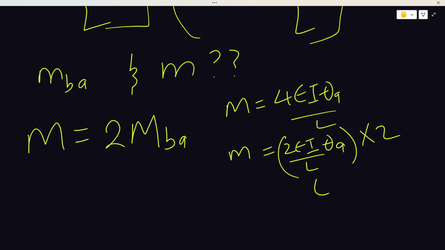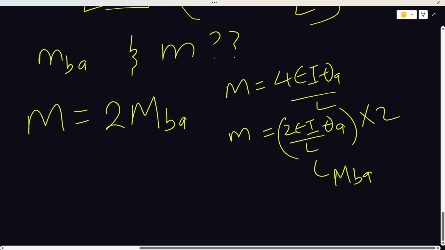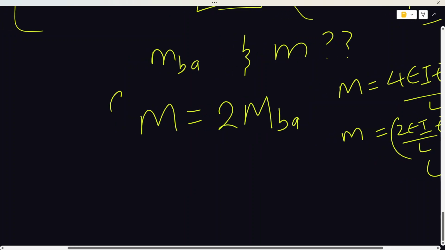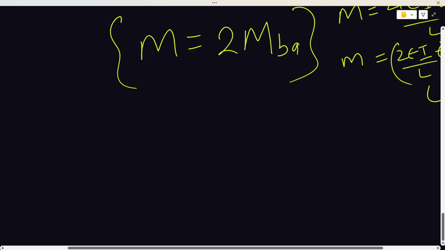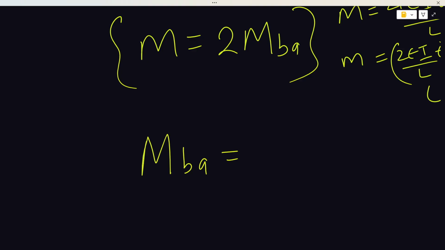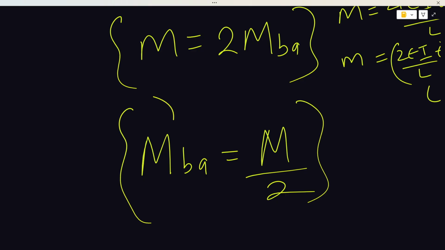So 2EI theta A is MBA, rather not MAB, forgive me. So it means that M will be equal to MBA times 2. Do you get? So that is the expression. So now I can say that the moment at BA can be gotten from the moment applied at A. All we just have to do is divide the moment applied at A by 2. That is all. We don't need to invoke the slope deflection method again.